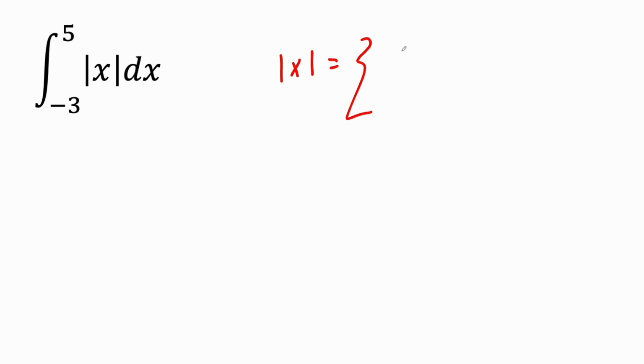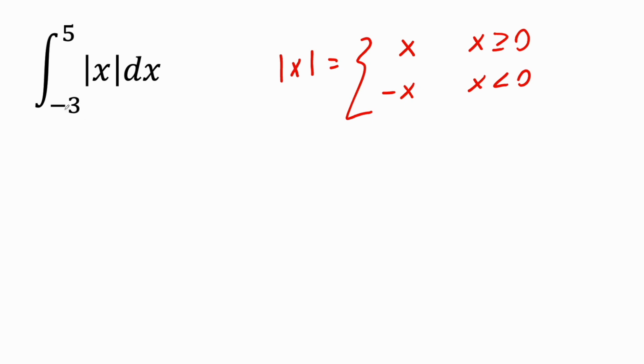It behaves like an ordinary x whenever x is greater than or equal to 0. Let's think about it. If x is 0, the absolute value of 0 is 0. If x is 1, the absolute value of 1 is 1. Now, it behaves like negative x whenever x is less than 0. So for example, if I put a negative 1 here, the absolute value of negative 1 is positive 1.